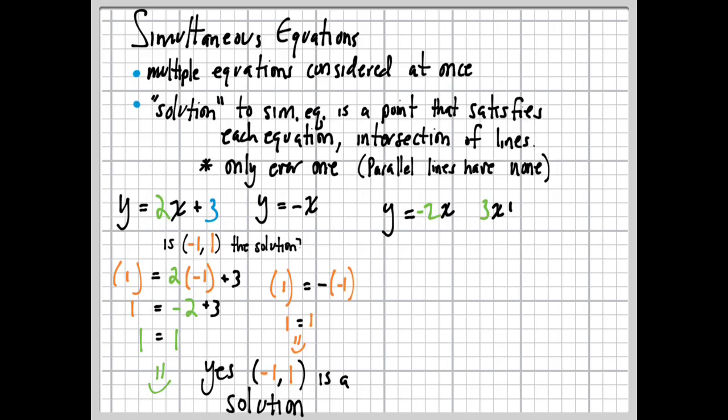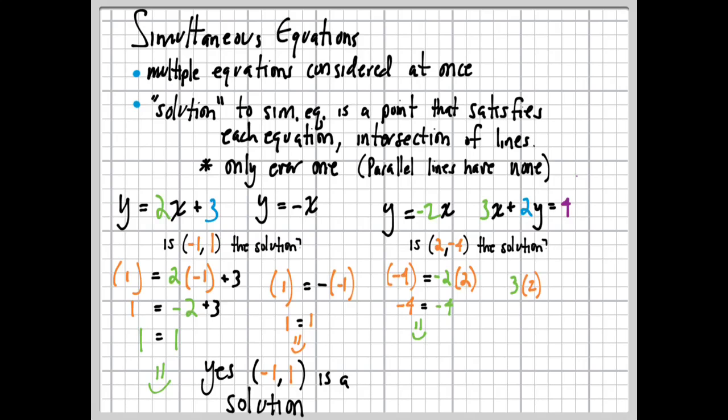y equals negative 2x and 3x plus 2y equals 4. Same thing, and the proposed solution is (2, -4). So we're going to plug this point into both equations. We plug in the negative 4 for the y and the 2 for the x into that y equals negative 2x equation. On the left we just have negative 4, and then negative 2 times 2 is also negative 4. So that one works. Let's try the other one.